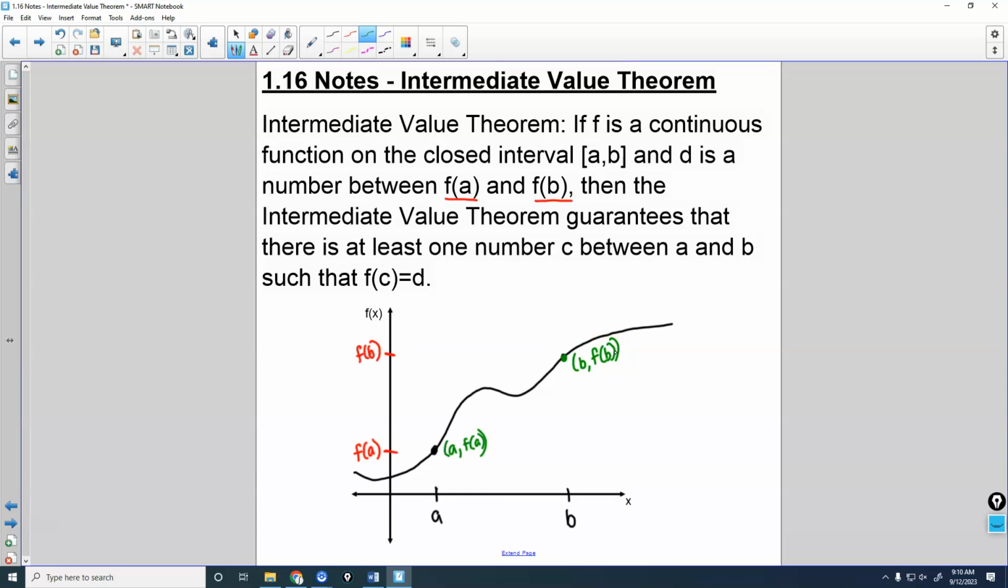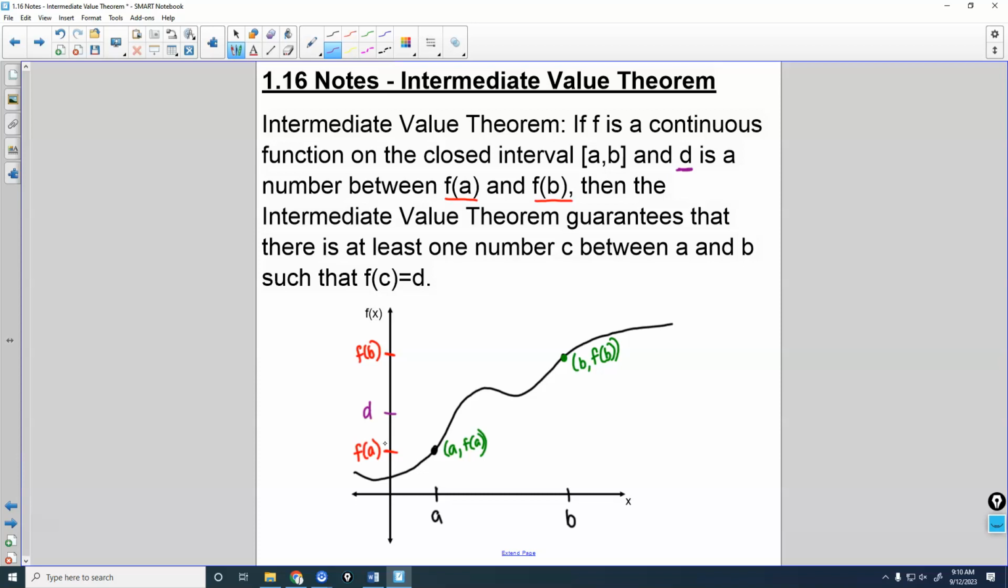So what's happening here is I've got a continuous function. I'm looking at some closed interval from a to b, and it tells me d is a number between f of a and f of b. So d right here is between f of a and f of b. It's somewhere, let's put it here, anywhere, right there.